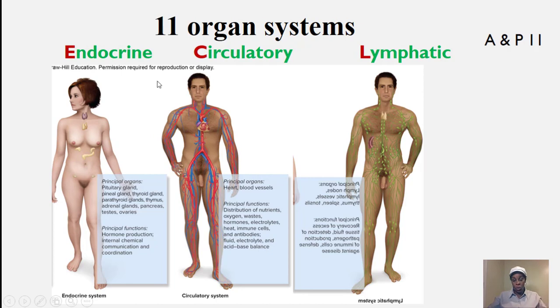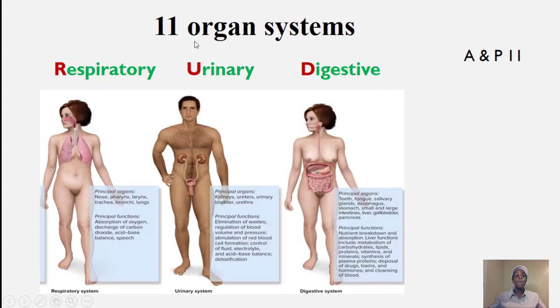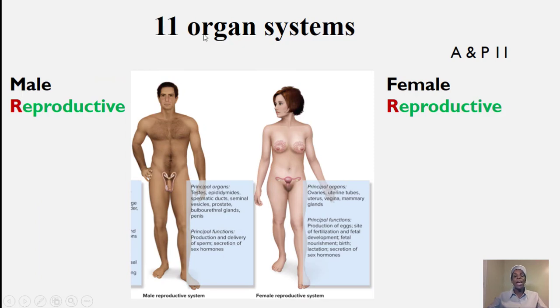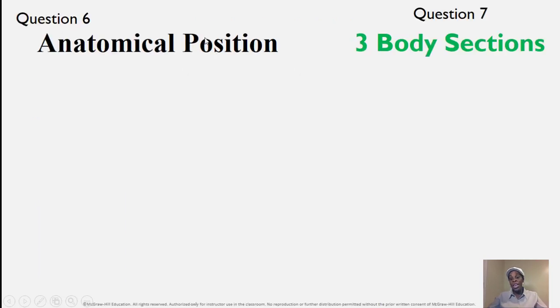In A&P 2, if you pass A&P 1, A&P 2 will be the endocrine system, the circulatory system, the lymphatic system, the respiratory system, the urinary system, digestive system, and the male and female reproductive systems. Those are going to be A&P 2.